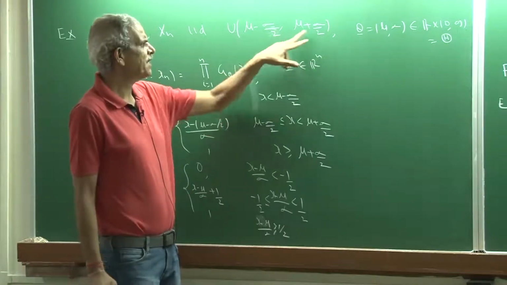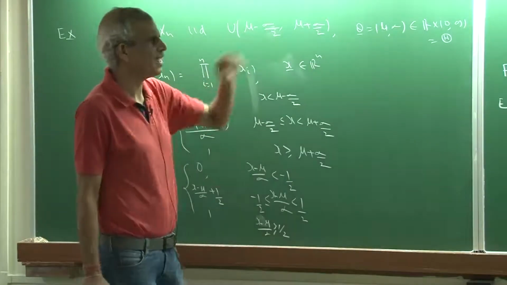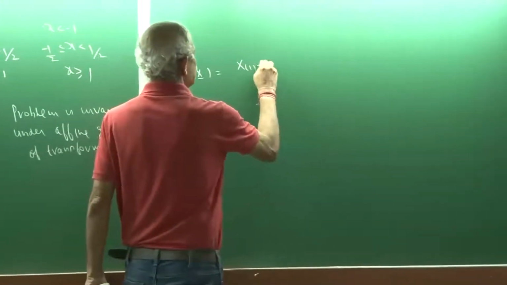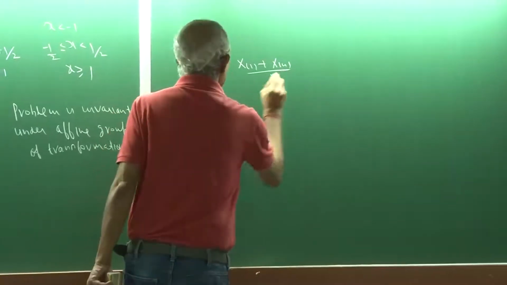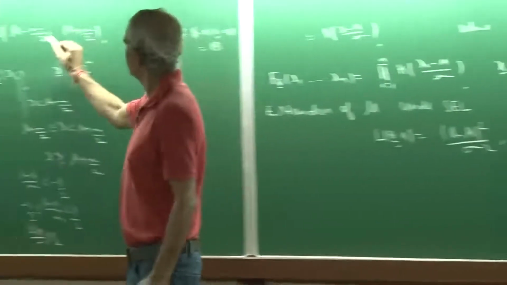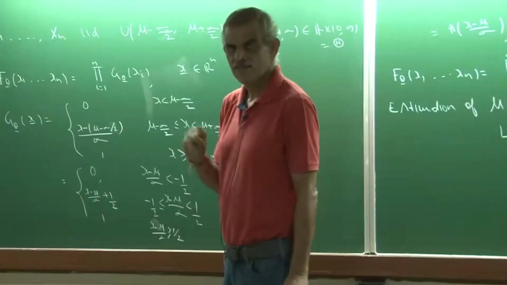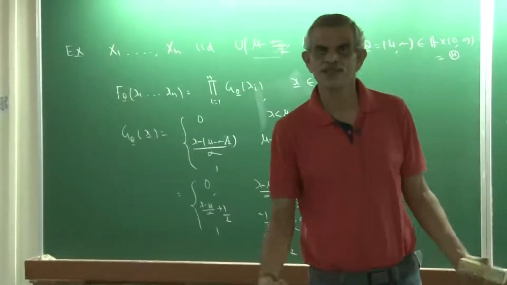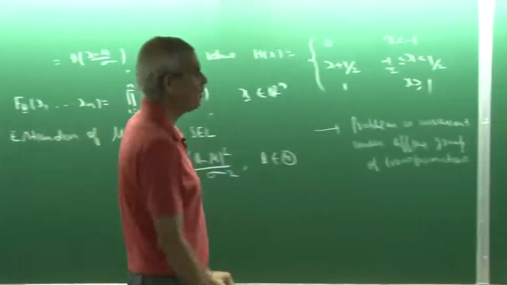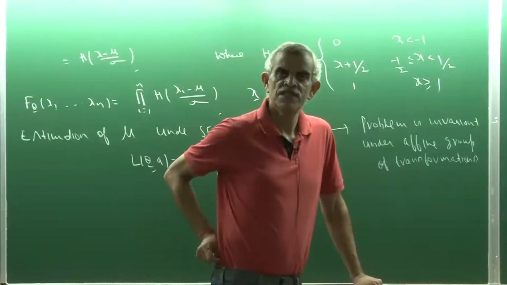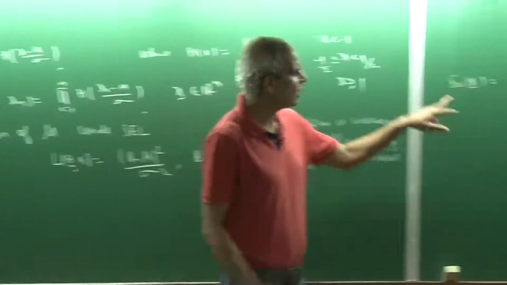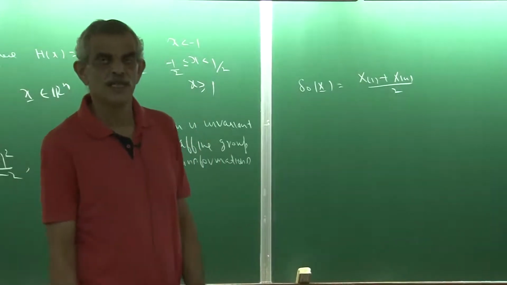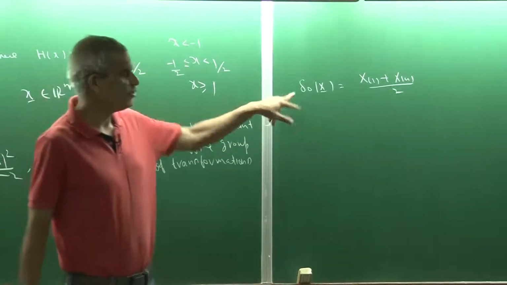And mu is the average of the minimum and maximum, so I can take delta naught x to be (x1 plus xn) by 2, because mu is the average of these two endpoints. When you have a large sample, your minimum is going to be here and maximum is going to be here. So intuitively it looks like the average of minimum and maximum should be a reasonable estimator of mu. The only thing now I need to look at is whether it is a location invariant, affine invariant estimator of mu or not.